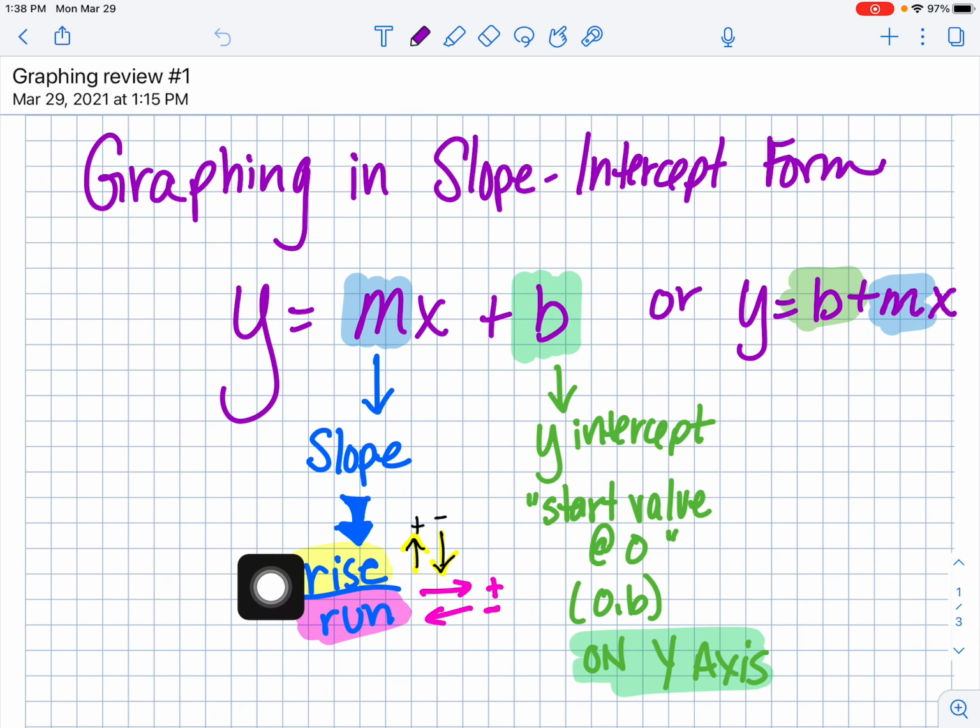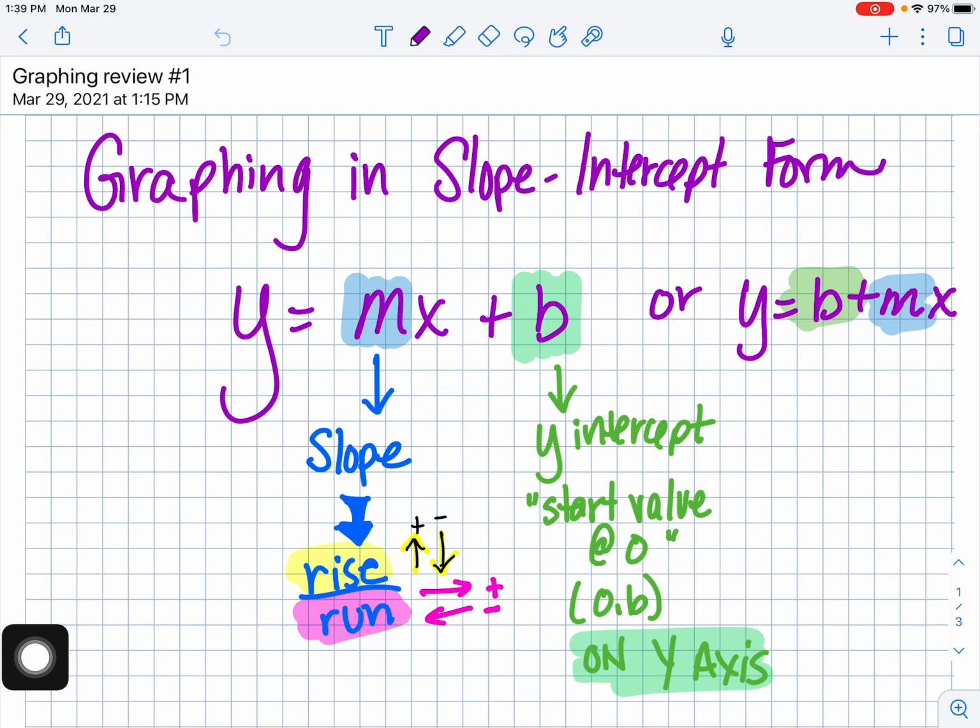And then a reminder about slope. Slope is rise over run. So if your slope is a whole number, you want to turn it into a fraction. For the top number, you go up or down: up if it's positive, down if it's negative. For the bottom number of the fraction, you go left or right: to the right if it's positive, and to the left if it's negative.